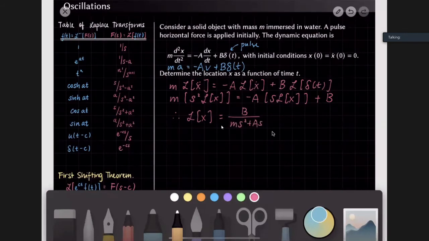Okay. So, you look at your denominator and you're like, okay, can I invert this directly? I don't really have an s squared plus s in any of my denominators, so let's try to factor that out. B over s times (ms plus a).